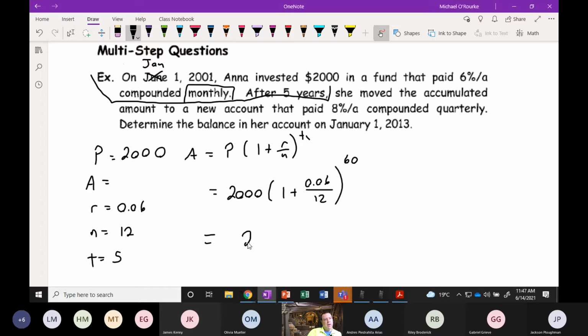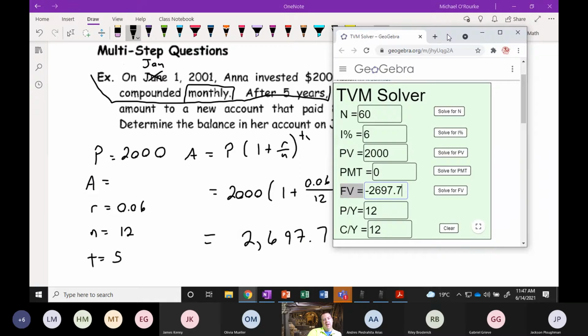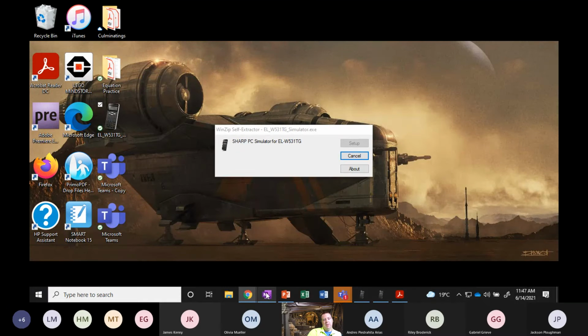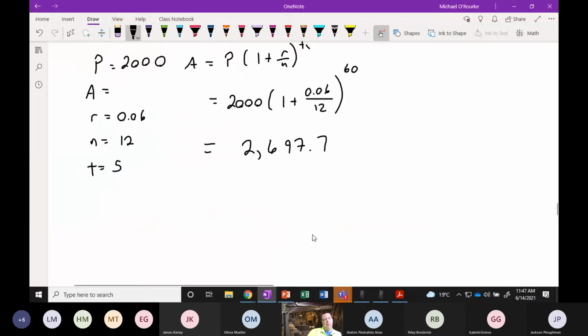So we got a total of 2,697.7. Good. Perfect. Put an H in chat right now if you need some help calculating that on whatever you wish. I don't mind if people use this, that's perfectly fine for me. If you feel like you'd like to use the TVM solver, go ahead.